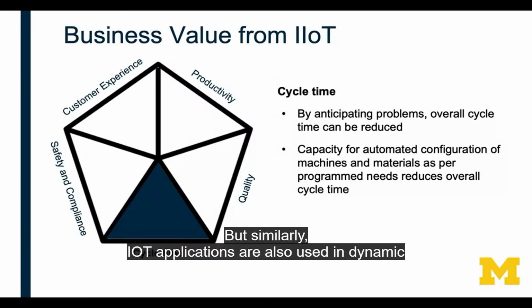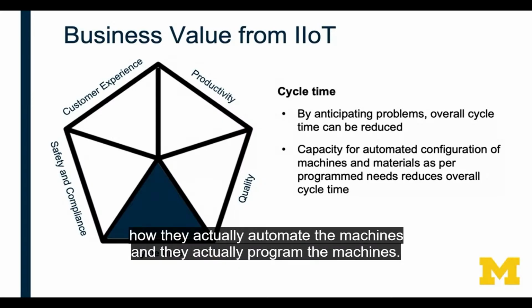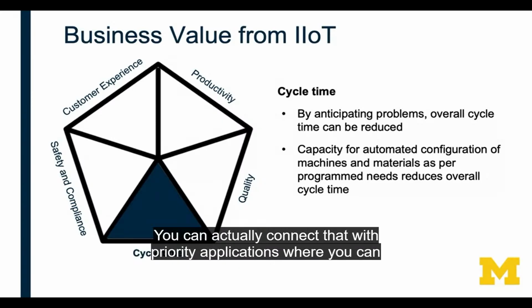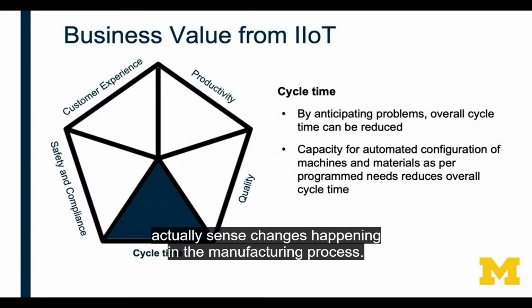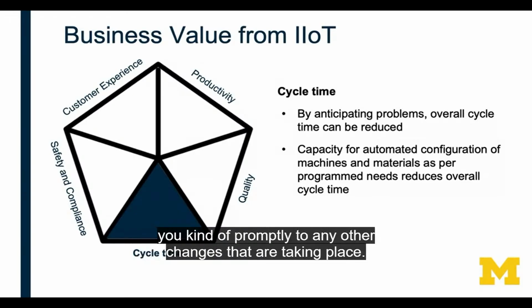But similarly, IoT applications are also used in dynamically configuring some of the machines. Like we talked about the PLC controllers and how they automate and program the machines. You can connect that with IoT applications where you can sense changes happening in the manufacturing process. You can reconfigure the machine to be ready for a new set of operations, promptly responding to any other changes that are taking place.